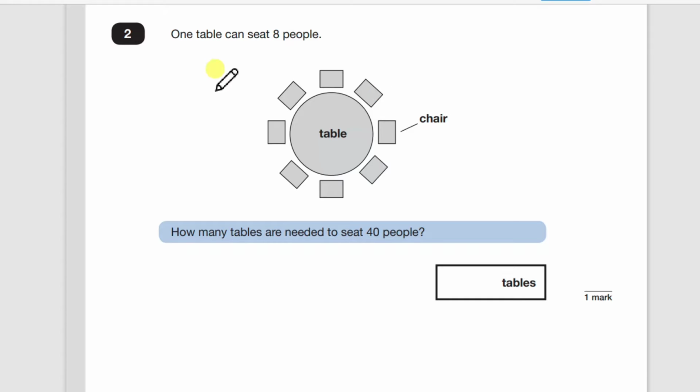Question 2. One table can seat 8 people. So you've got 8 people around this table. How many tables are needed for 40 people? Okay. So if 8 people can fit at a table and they want 40, we need to see how many times 8 goes into 40. So this is a division question. This is secretly 40 divided by 8. Now we need to know our 8 times table. You'll realize that 8 goes into 40 exactly 5 times. So 5 tables are needed to complete this.